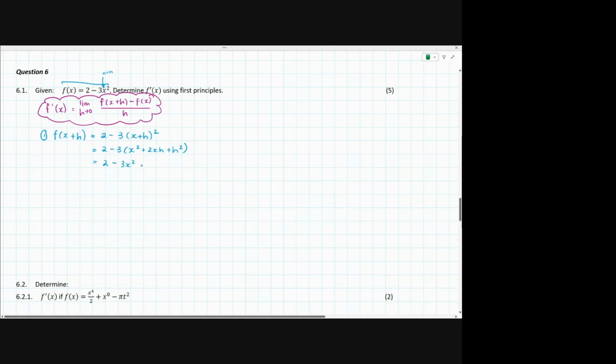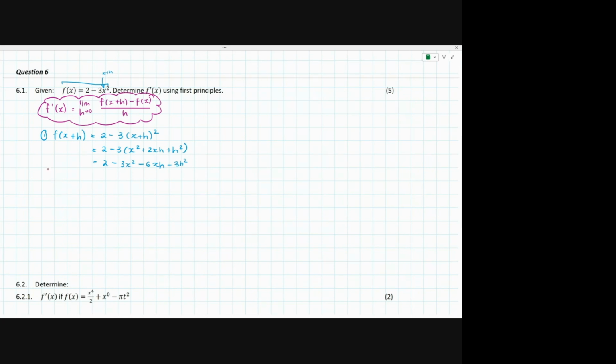Minus 3x squared minus 6xh minus 3h squared. Okay, don't get signs wrong like I'm doing. Once you've got f of x plus h, then you can substitute into your formula. Okay, cool. So now we're going to go back to our formula and we're going to substitute in. This is where the notation is really important.